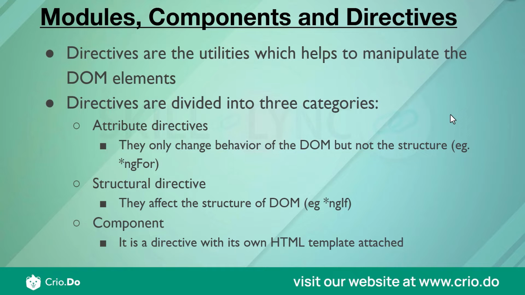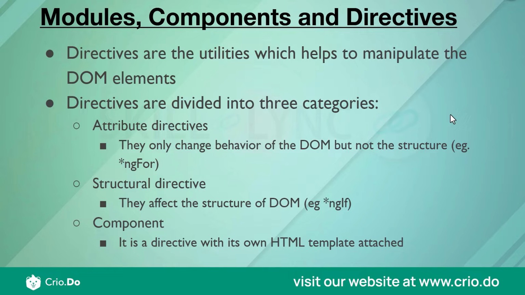Directives are divided into three categories. They can be an attribute directive, a structural directive, or a component. Understand that even a component is nothing but a subtype of directive. An attribute directive only changes the behavior of your DOM element in the HTML, but not the structure. Using an attribute directive, I could add a new element or manipulate any element on the screen, but I could not change the structure. I cannot directly remove or destroy the structure.